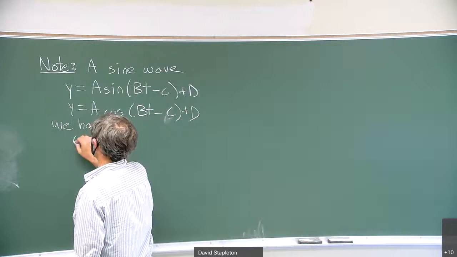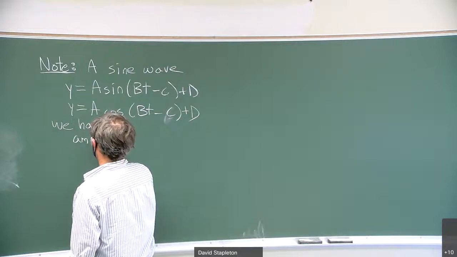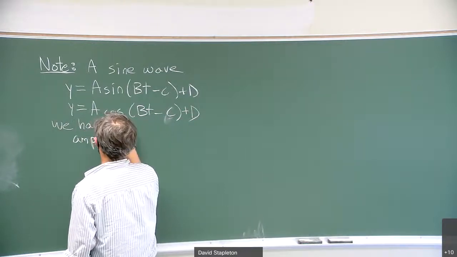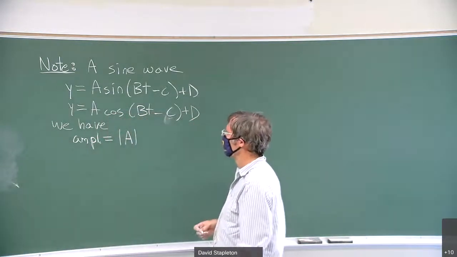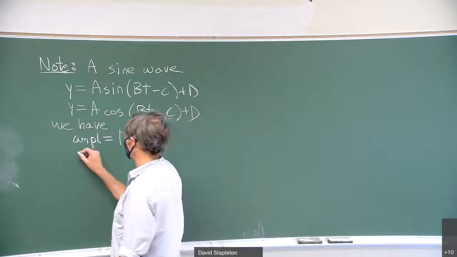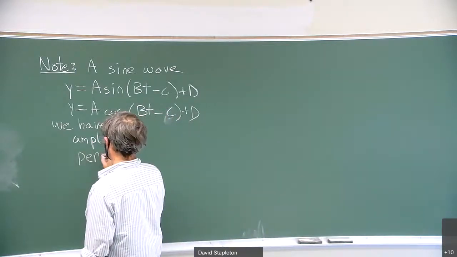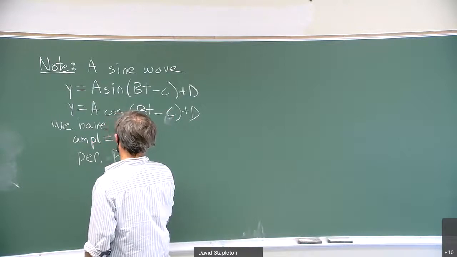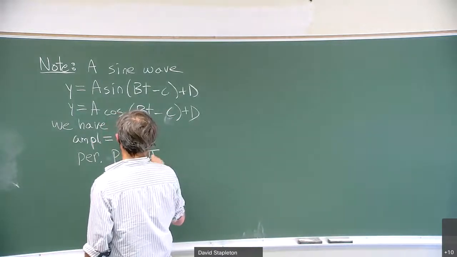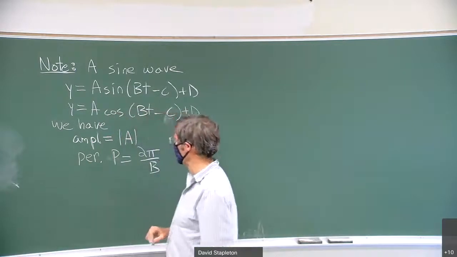Well, first of all, we said the amplitude was the absolute value of A, right? It's always a non-negative number. The period, P, was 2 pi over B. So we can calculate those things.